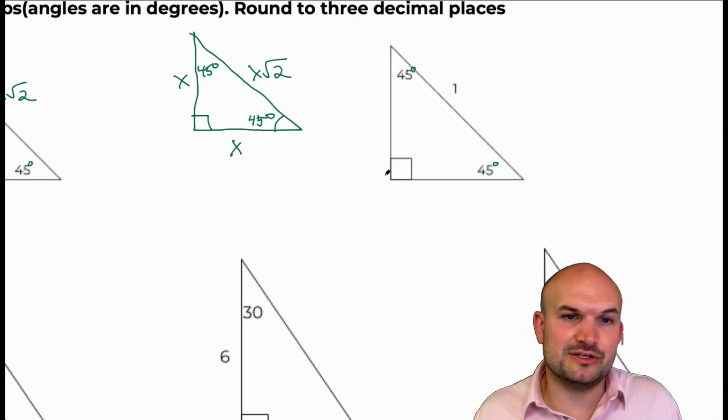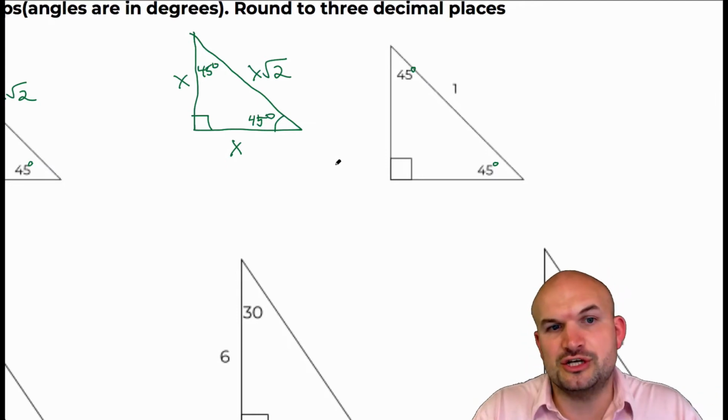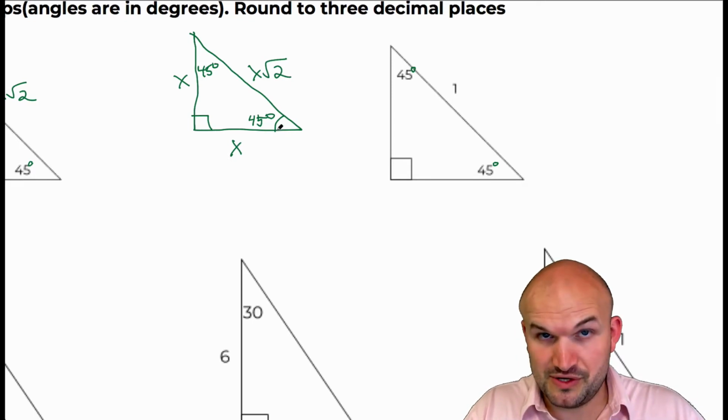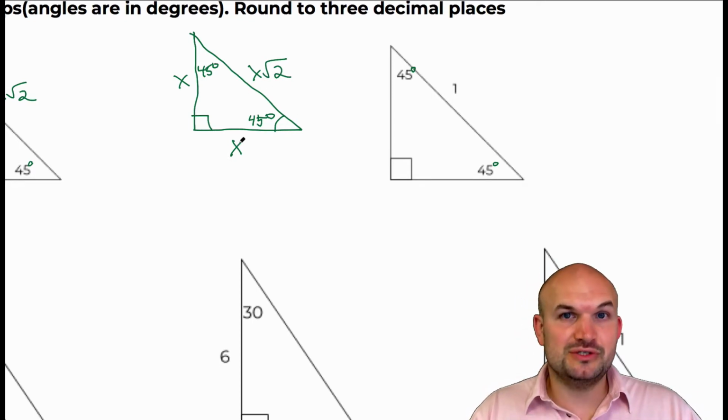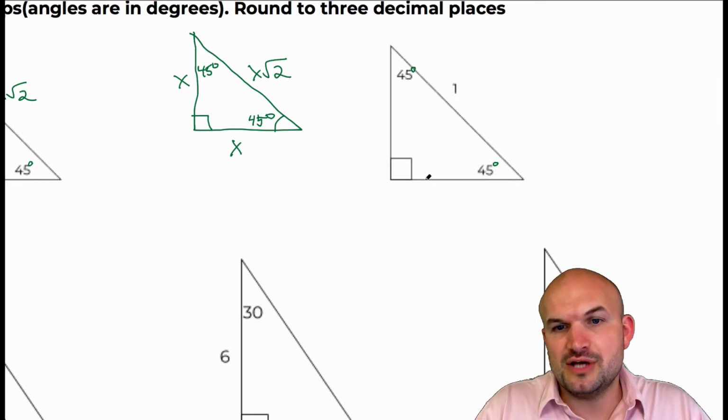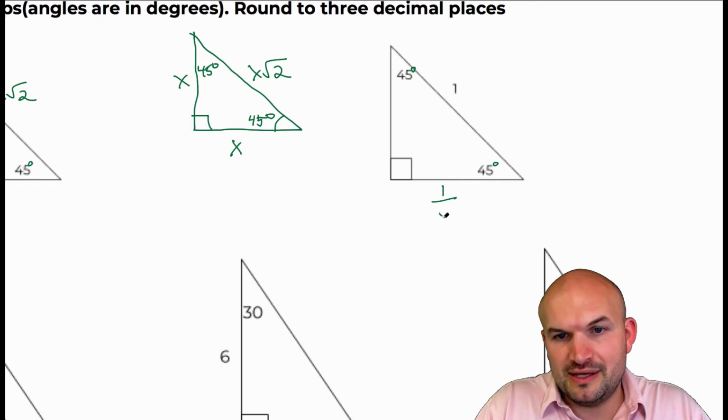You can see the hypotenuse is 1. So, again, it goes into that relationship. To go from the leg to the hypotenuse, we multiplied by the square root of 2. So, to go from the hypotenuse to the leg, we're going to want to divide by the square root of 2. So, I take 1 and divide it by the square root of 2.